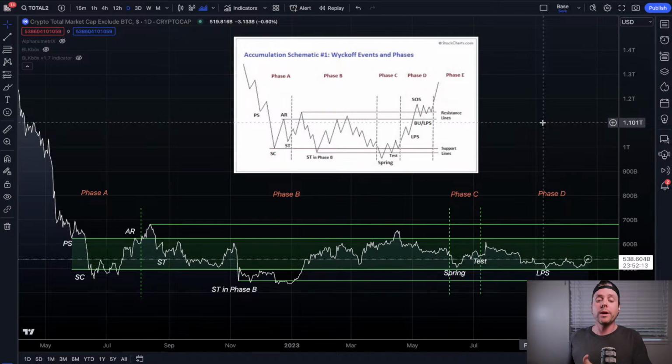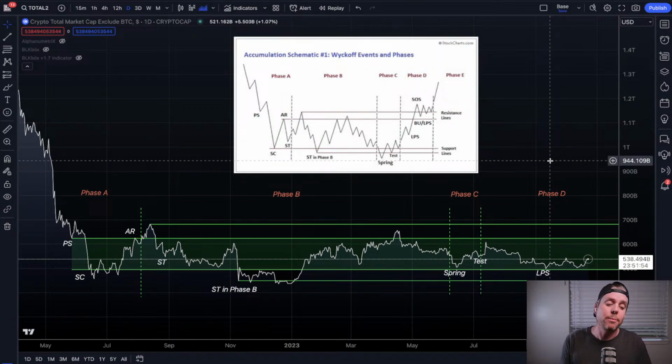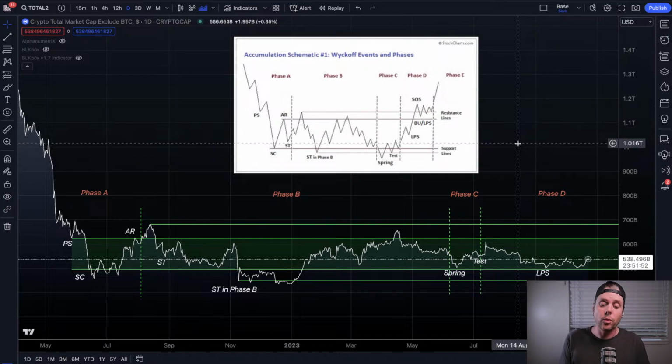Now, Bitcoin has been the trade. Bitcoin has been the asset to be in up to this point. We can start to see a little bit of outperformance in the altcoins now, and we'll dive into specific altcoins as well as the momentum shift in the altcoin space. But as it stands right now, we have signs of accumulation and clues leading us to believe that we have a bottom here.